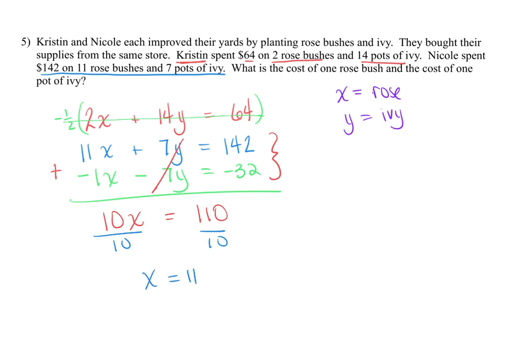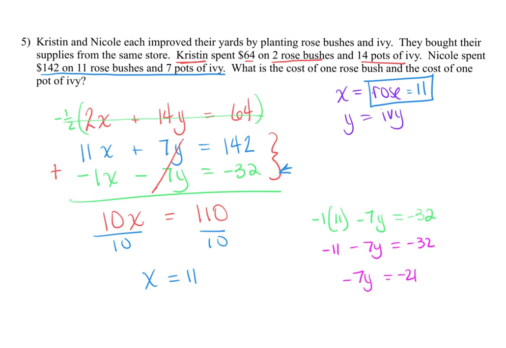x equals 11. The reason I label my stuff is so that I remember what I was talking about. That means I purchased 11 roses. So I know the answer to my rose. To get the other one, I can plug it into either one of these. I would probably go back to this one right here, because it's probably the easiest. So negative 1 times my x, minus 7 times my y: negative 11 minus 7y equals negative 32. Add it over: negative 7y equals negative 21. Divide by negative 7: y equals 3. That tells me I bought 3 ivies.